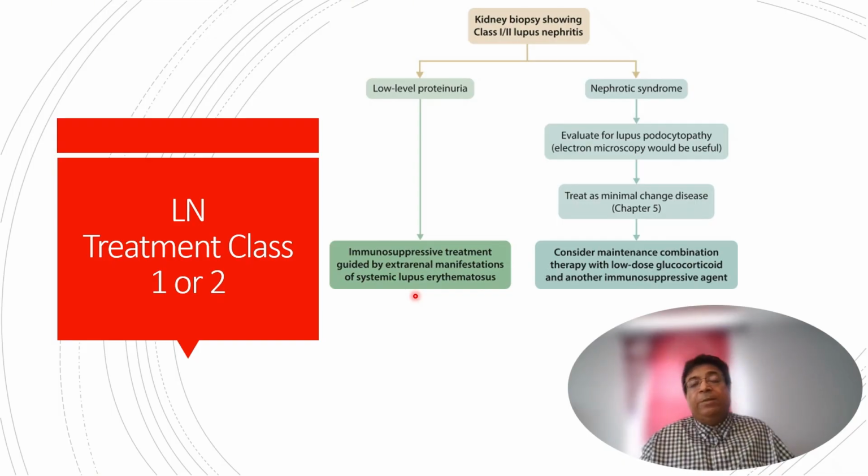You're going to immunosuppress them if they have extrarenal manifestations, discoid lupus, malar rash, lupus arthritis, lupus serositis, and of course that management will mainly be guided by the rheumatologist. If you have class 1 or class 2 lupus nephritis with nephrotic syndrome, then you should evaluate for lupus podocytopathy and generally treat as minimal change disease, which would be maintenance combination therapy with low-dose glucocorticoid and another immunosuppressive agent.